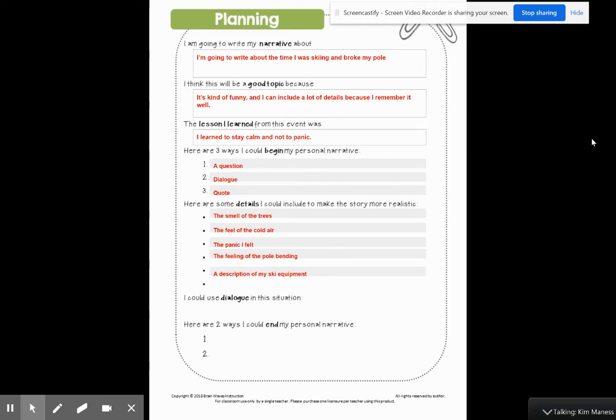I'll never forget that. The description of my ski equipment, and maybe even my ski clothes. Dialogue. So I can include probably a lot of dialogue, but definitely what I said when I realized my pole was broken. And yeah, I remember two ways that I could end my personal narrative. I could talk about the relief I felt at the end and deciding that I probably overreacted.